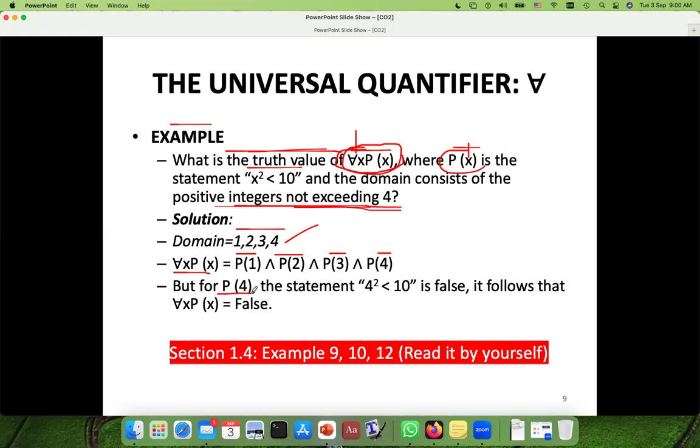As for P of 4, the statement 4 square less than 10 is false. So that's why we can say that for every x P of x is false. This is the final answer. But this answer is very much stepwise. I'm not giving only a false or true answer like you will give me, for sure.